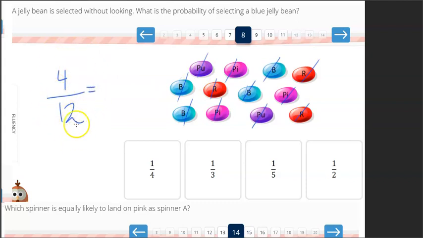Now, you can use your calculator to simplify it, or you can find the highest common factor between the 2. And remember, the highest common factor is just a number that can go into both 4 and 12, and it's the highest out of the 2. Because we know 1 can go into both 4 and 12, we know 2 can go into both 4 and 12, but the highest out of all the factors is 4. How many 4s go into 4? Once. And how many 4s go into 12? 3. So 4 over 12 is exactly the same as 1/3. So there's a 1 in 3 chance of selecting a blue from these jelly beans. So this will be an answer here.